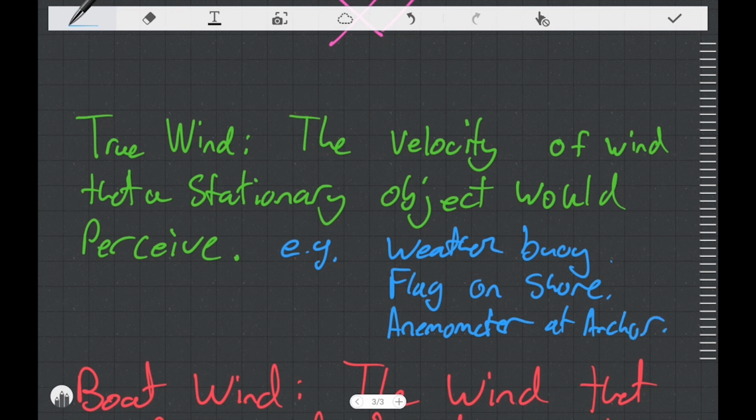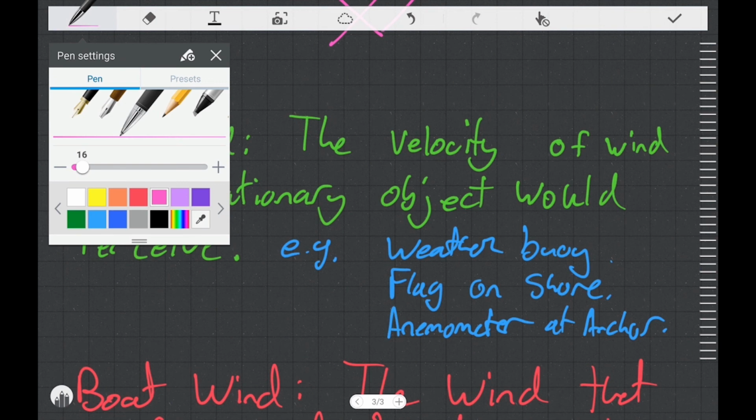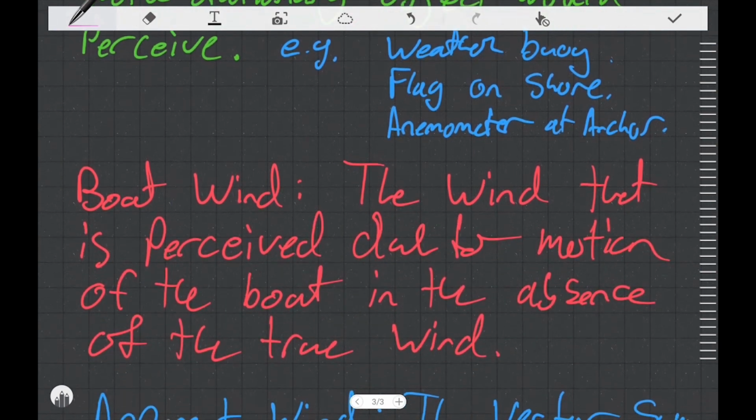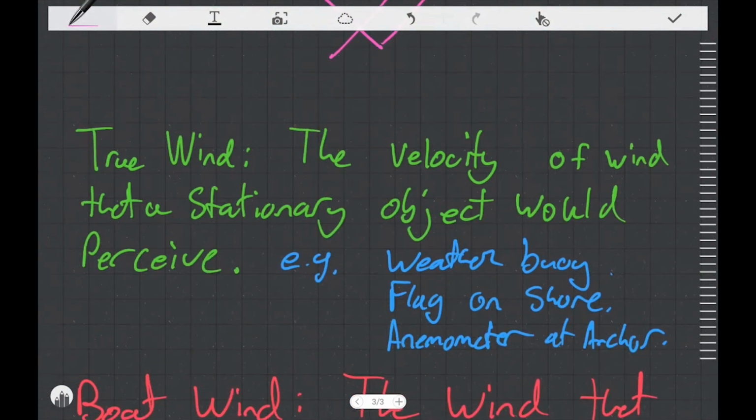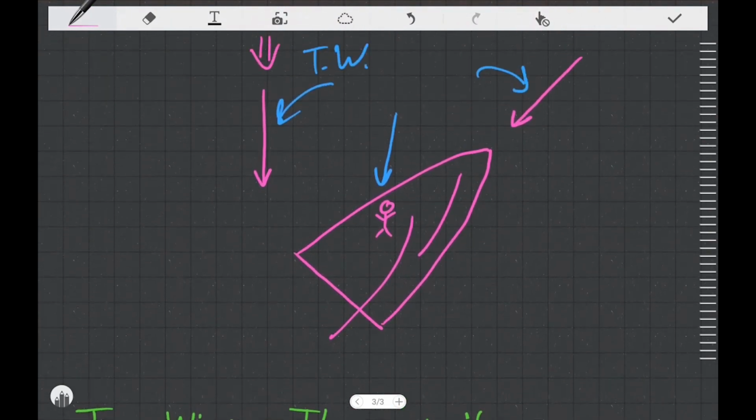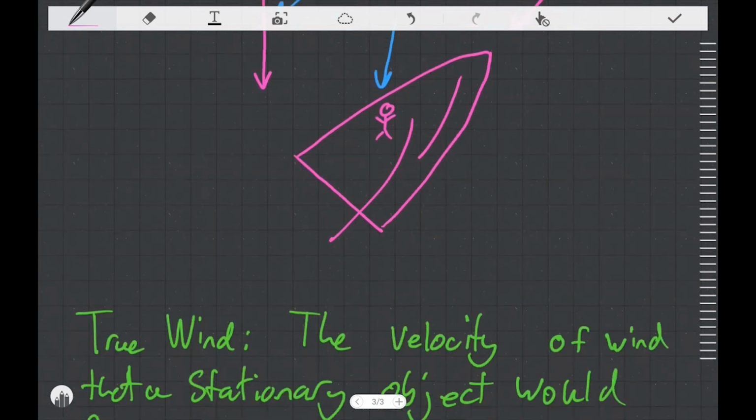The next definition that we're going to want to learn is the definition of boat wind. Boat wind is the wind that is perceived due to the motion of the boat in the absence of the true wind. So if we were to cover up all of the other things on our diagram, the boat wind is going to be this wind over here that points straight towards the bow of the boat. We'll call that BW, boat wind.